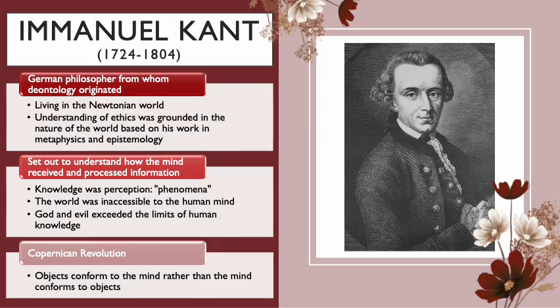We could not fully understand the world because things such as God and evil exceeded the limits of the human mind, the limits of human knowledge and understanding. Thus, Kant concluded that we can never really know how things truly are. We can only know how things are based on the extent and the manner in which we perceive them. And this became known as the Copernican revolution. This concept that as humans, we alter an object within our mind so that the object conforms to our understanding. We do not alter our understanding so that our understanding conforms to the object.